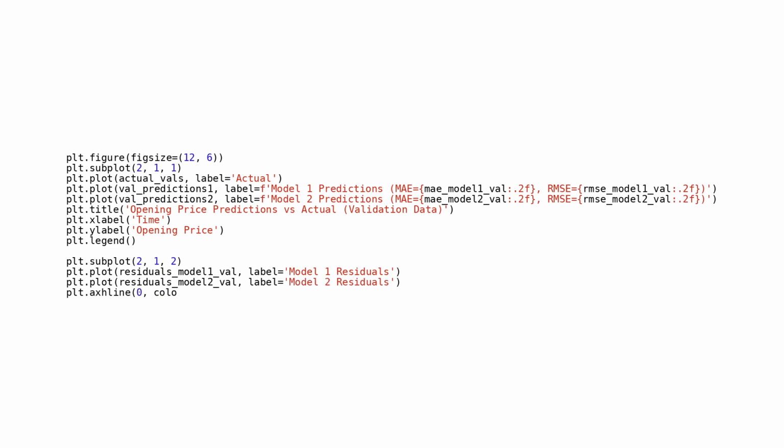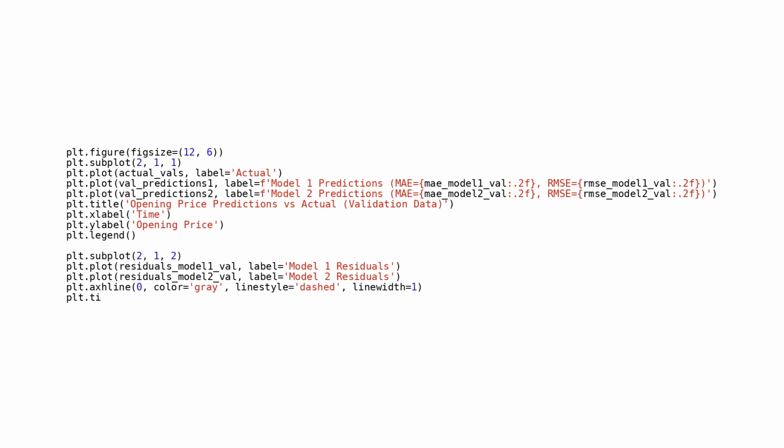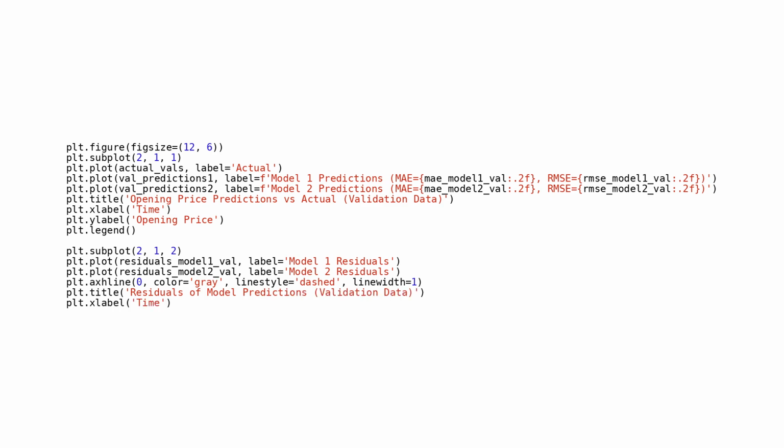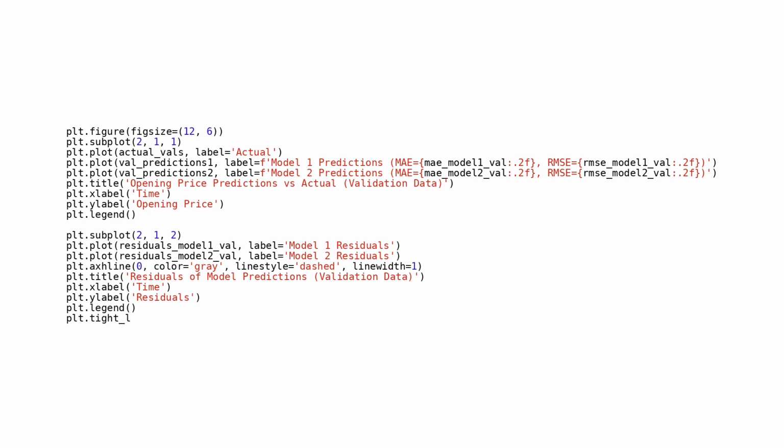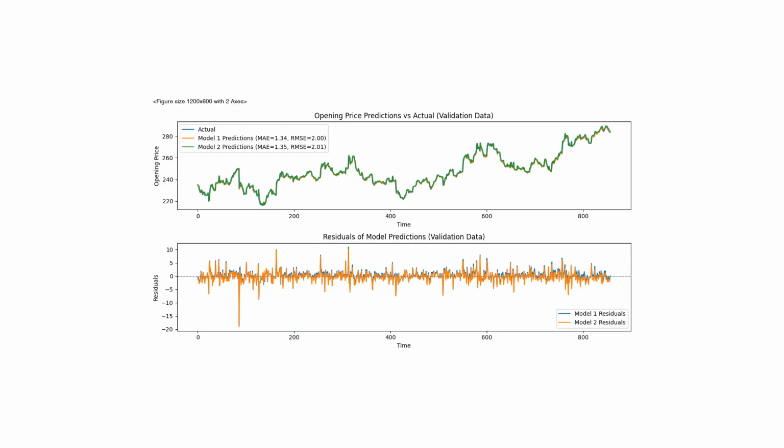A horizontal line at y equals 0 indicates 0 residuals for well-fitted models. Title, axis labels, and a legend distinguish the residuals from each model. 5. Subplot layout is adjusted for readability. 6. The figure is displayed to compare actual values, predictions, and residuals of the two models.